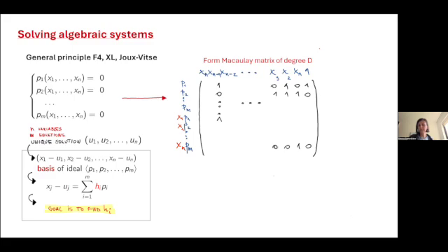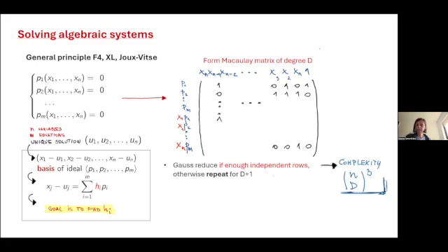So why is this nice? By doing some Gaussian elimination on this matrix, we can actually reach or find these unknown elements, these unknown h_i that we require to find the nice basis and also our solutions.